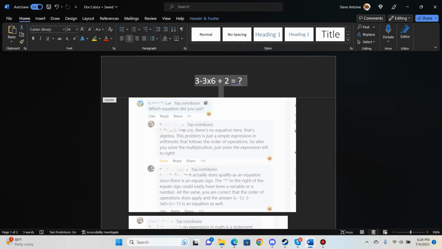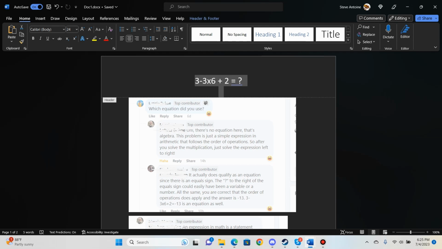The problem was 3 minus 3 times 6 plus 2 equals, and then a question mark, okay? The big thing is the question mark. So what we ran into here was that someone was saying, well, there's no equation here, that's algebra. Okay, so for one thing, they're confusing equations and assuming that they only apply to algebra. So this problem is just a simple expression in arithmetic that follows the order of operations. So after you solve the multiplication, just solve the expression left to right.